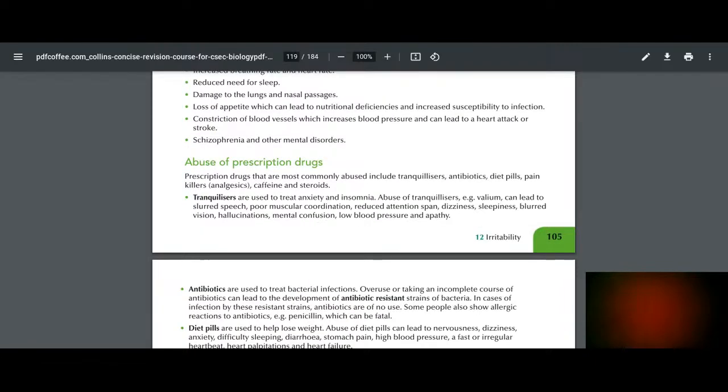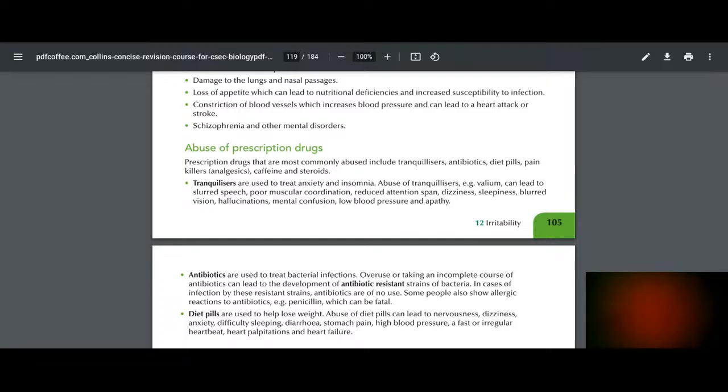The abuse of prescription drugs. There are many prescription drugs that people abuse, which means they overdose themselves with them. Some of them are diet pills, antibiotics, and tranquilizers. Tranquilizers are used to treat anxiety and insomnia, and when you abuse them, it can lead to slurred speech, poor muscular coordination, as well as dizziness or sleepiness.